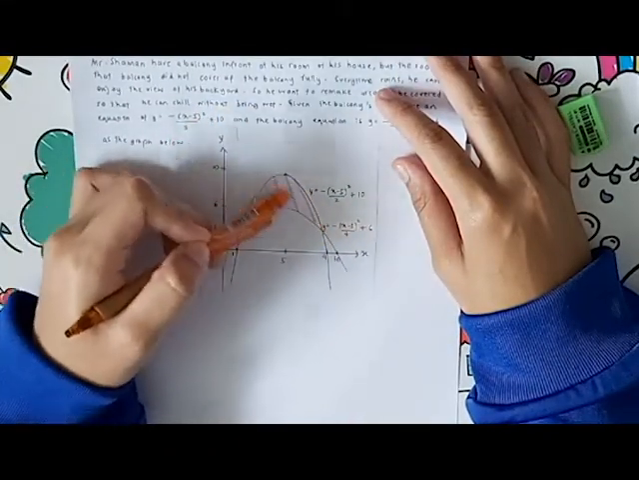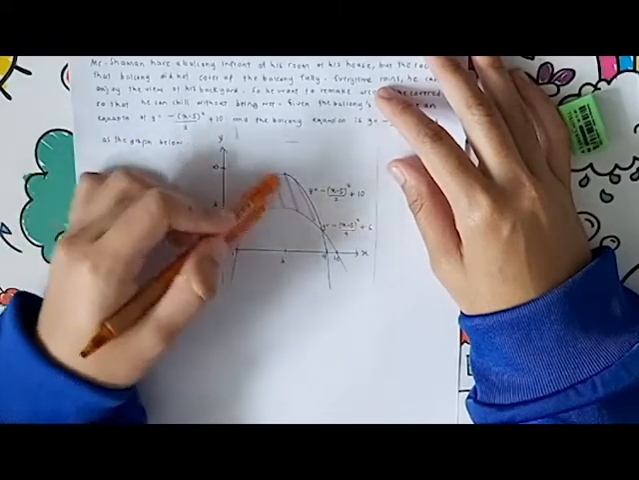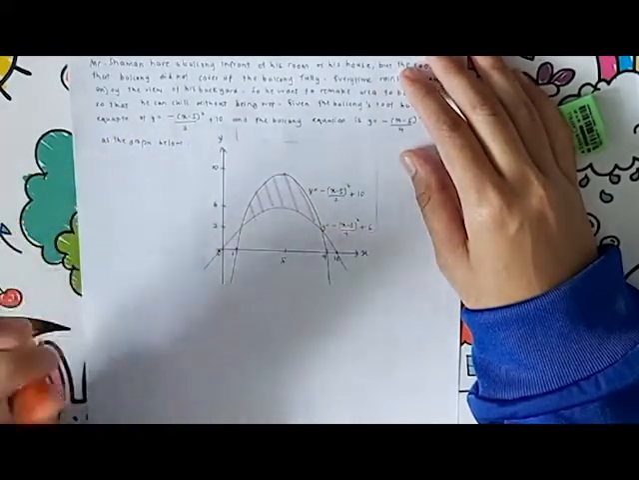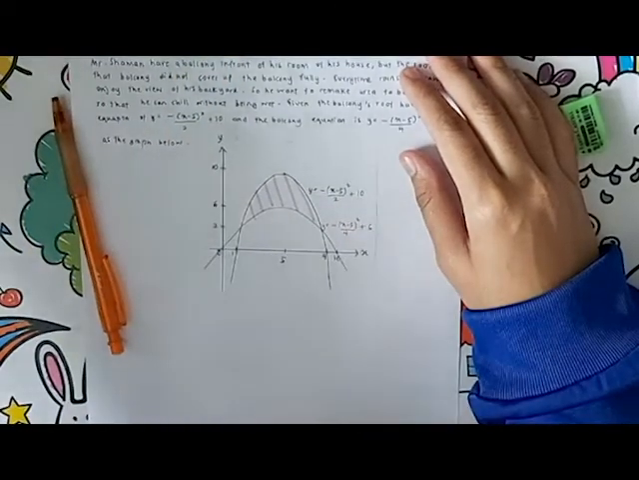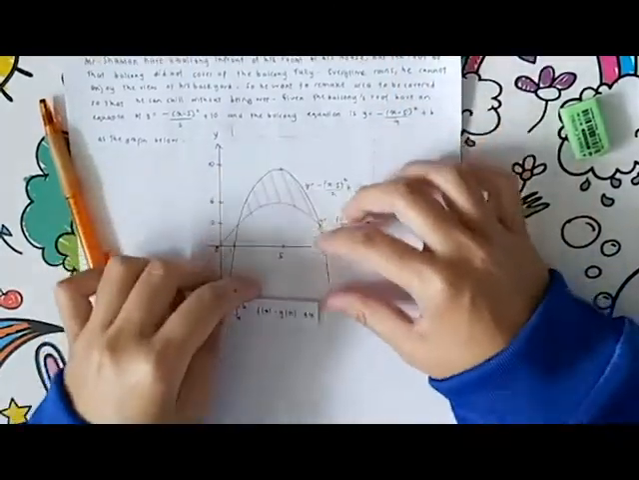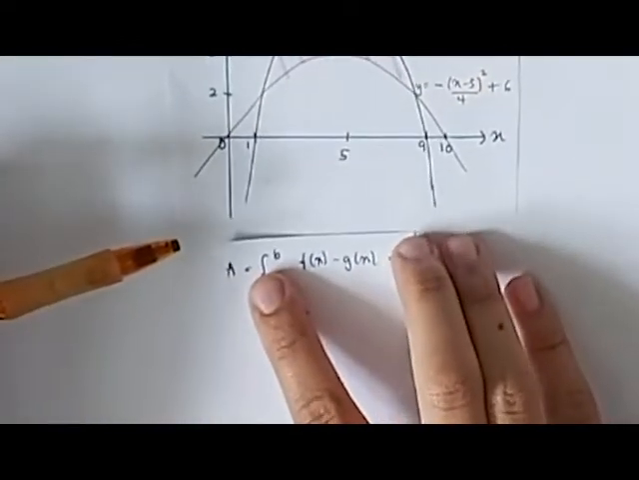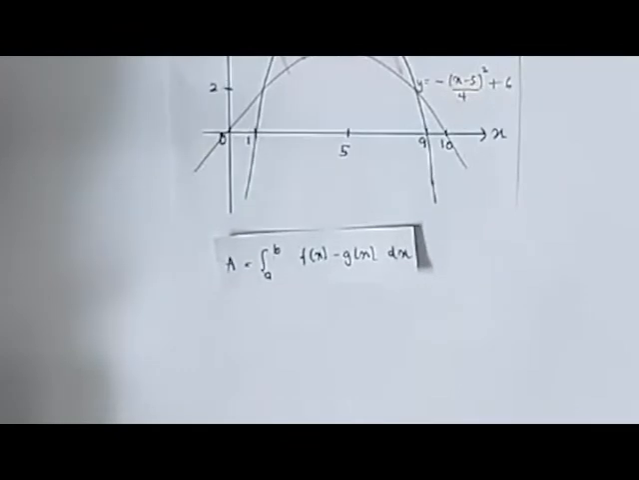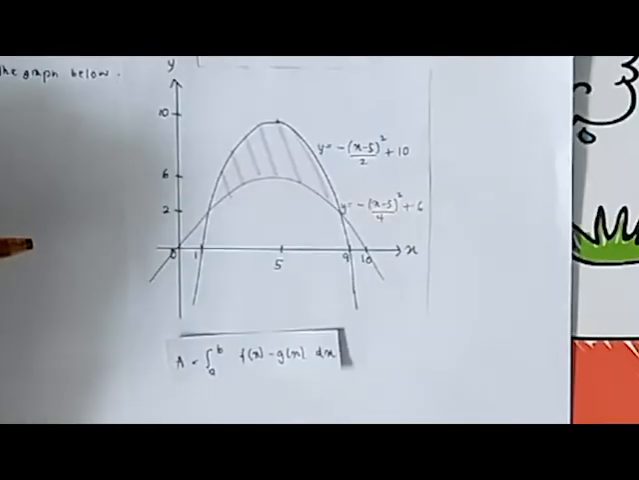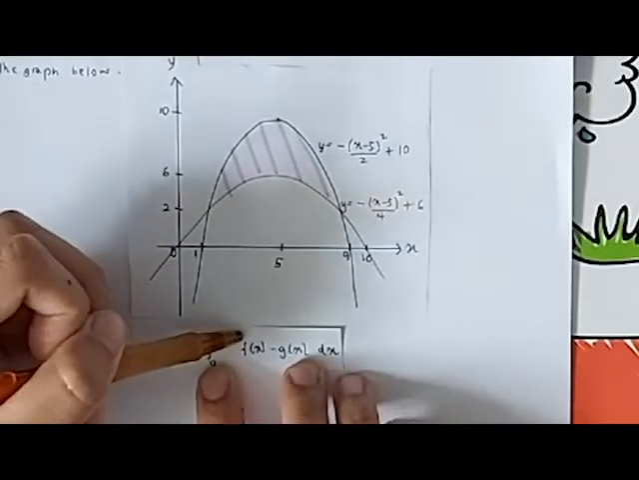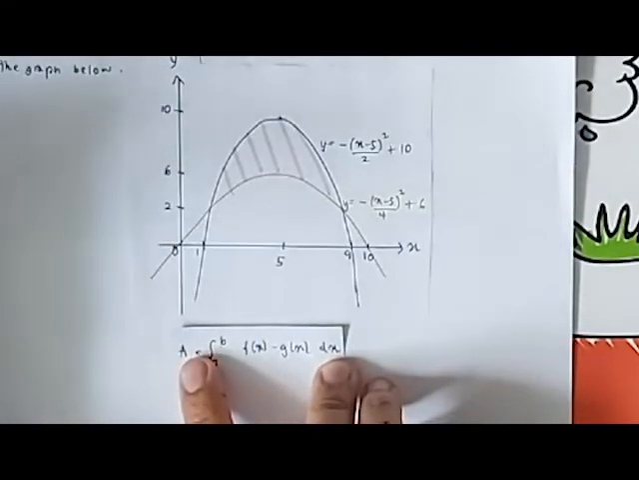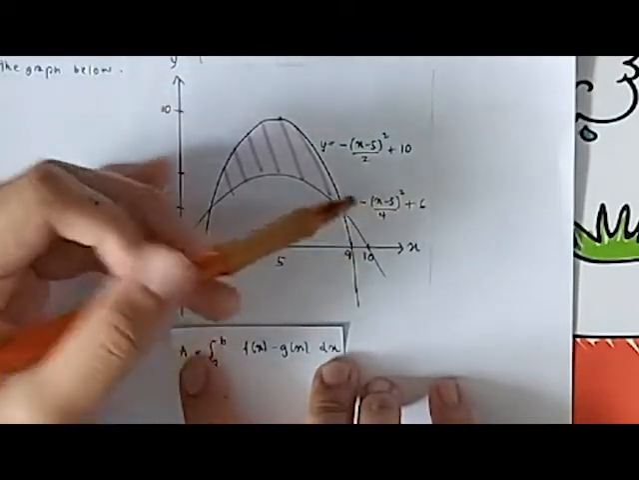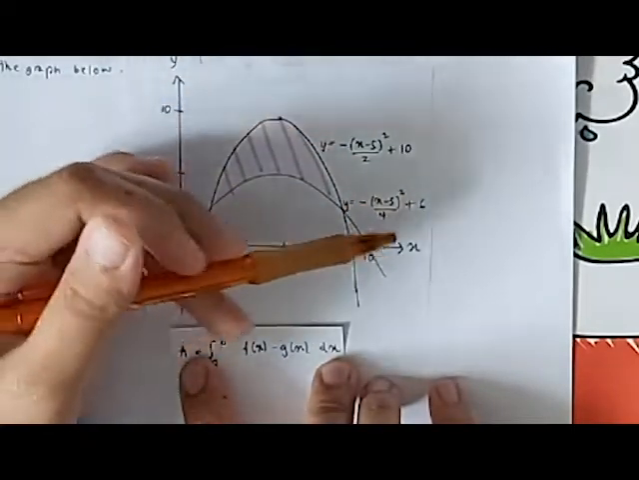So we want to find this area. How do we find this area? First of all, we need to know the area formula. The area formula is: area equals the integral from a to b of f(x) minus g(x) dx. So f(x) should be the top and g(x) should be the bottom. How do we know which should be top or bottom? Because this graph resembles x.